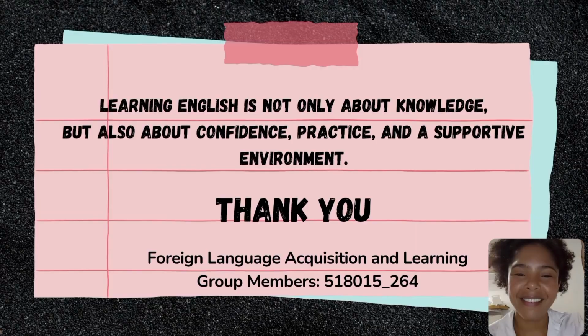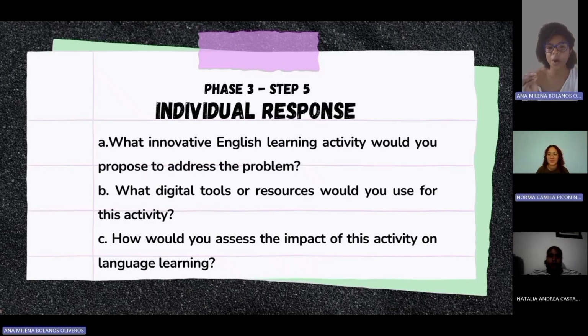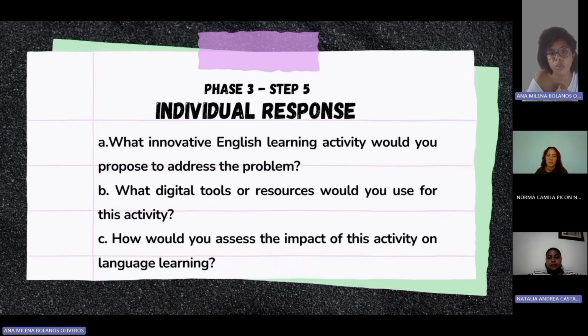Now we're going to start with step number 5, phase 3, individual response. We have 3 questions that we have to answer about the educational problem that we chose and explain like before. The first question is, what innovative English learning activity would you propose to address the problem?